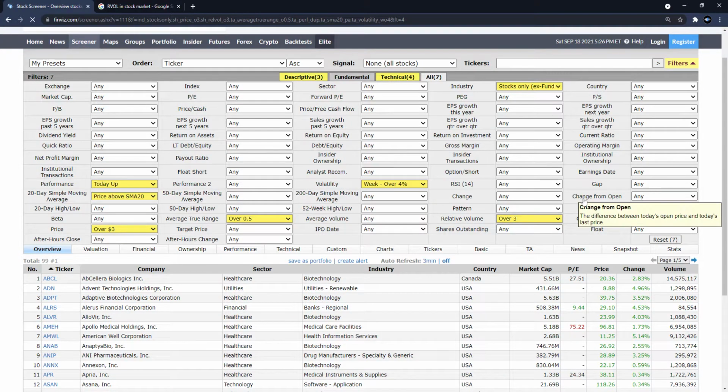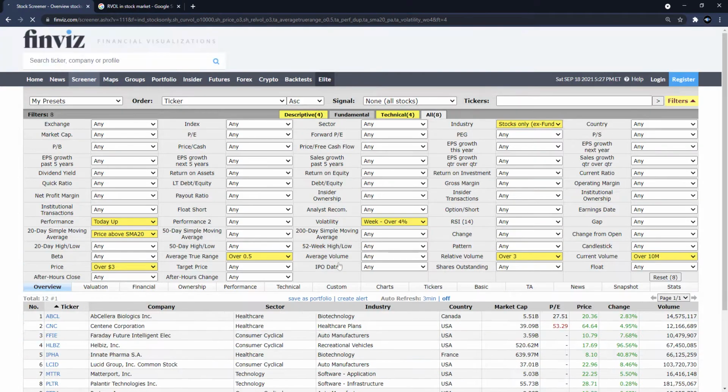You feel me? Then we still need to fill two more things, and it will be the change from the open and the current volume. So let's just start with the current volume. It basically tells us the daily volume, the number of shares traded today, or on Friday at the time of making this video. It's Saturday, but yeah, we want it to be over 10 million. It's kind of a big thing, over 10 million.